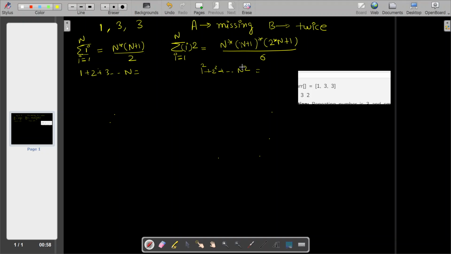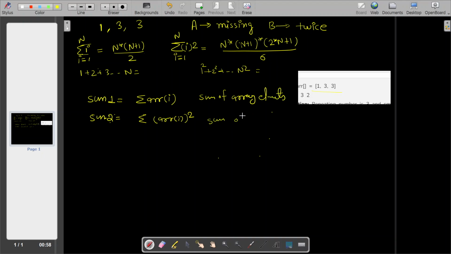Okay, so suppose A is missing. Let's suppose sum 1 is the summation of array of i, basically the sum of array elements. Okay, so what is sum 2? Sum 2 is the sum of squares of array elements.